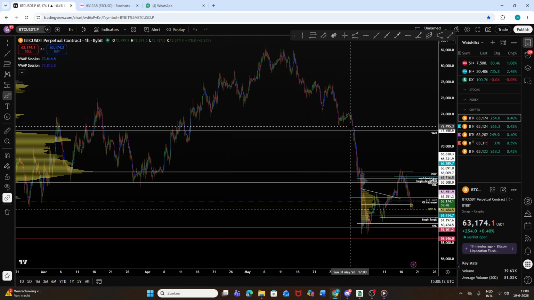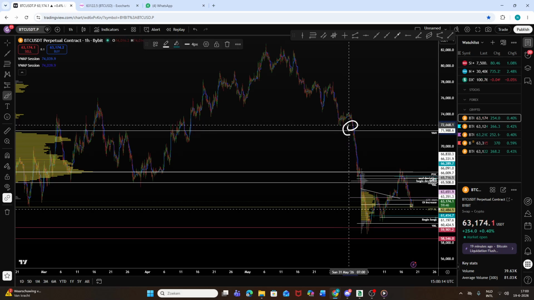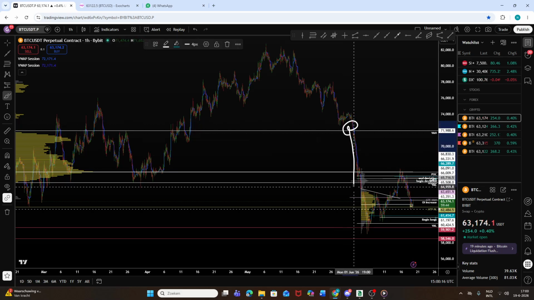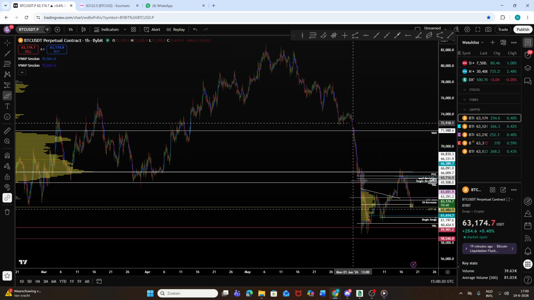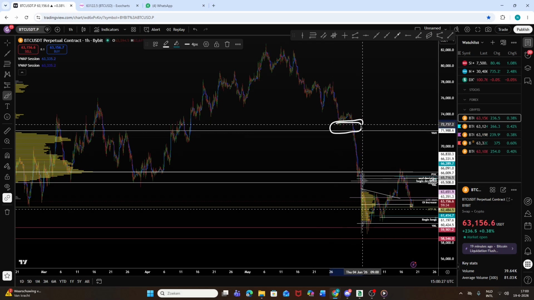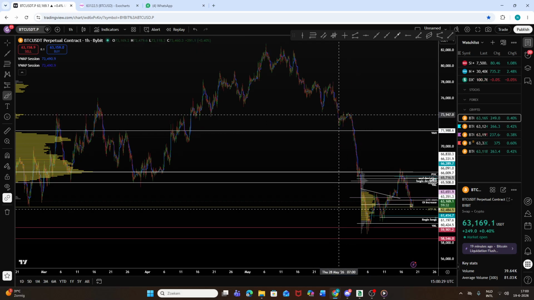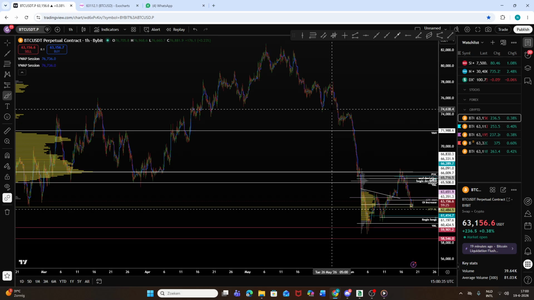And I've come to the conclusion that this was a fundamental play. This was a fundamental move down. It was not a technical move. Why? Because everyone was shorting here, right? Everyone was shorting here, and they say, okay, that is bearish, right? But in reality, it doesn't work like that.